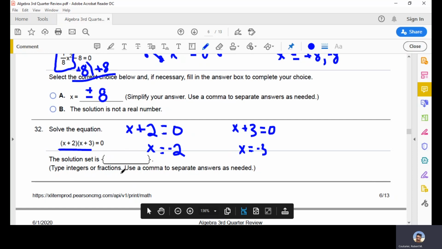It says type integers or fractions. Use a comma to separate your answers as needed. You must absolutely do this here. We have two separate answers. Our answers are -2 and -3.